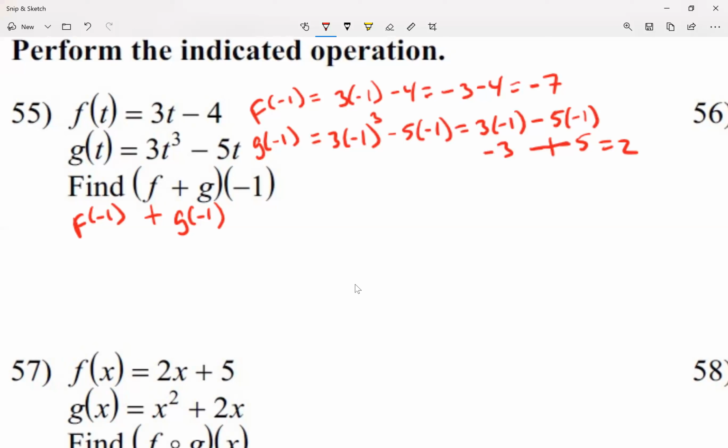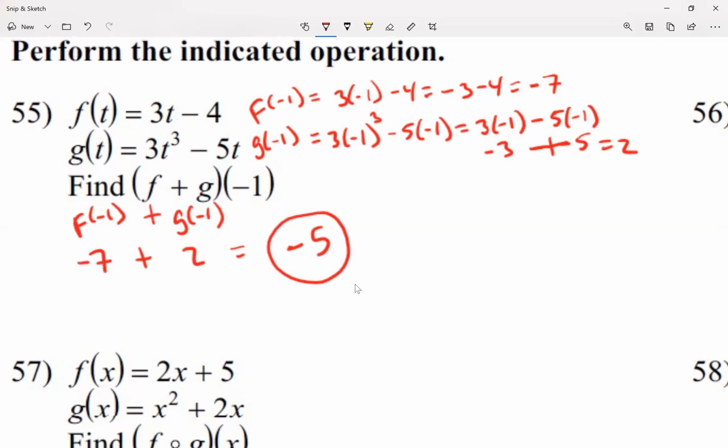So I solved for f of -1. I found out what also was g of -1. Now I just have to add them, right? So I have to go -7 plus 2. And that is -5. And I said I was adding because it's f plus g. It could be f minus g. So in that case, I would subtract.